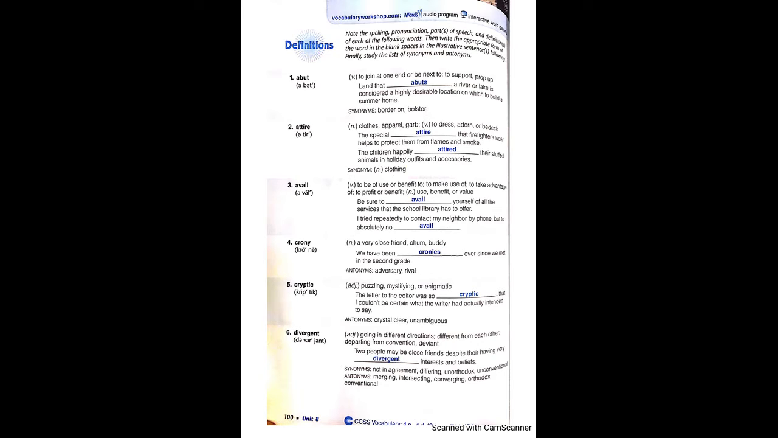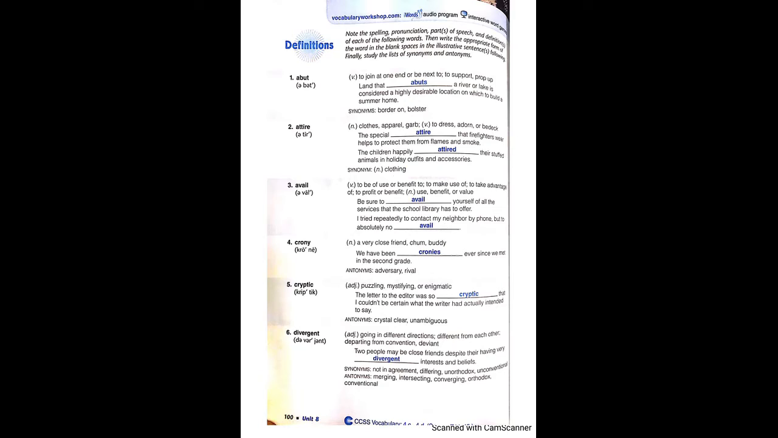In this section of the program, we're going to go over the words in Unit 8. Let's begin with word 1. It is abut. Abut is a verb, meaning to join at one end, or to support. In many neighborhoods, sleek new apartment buildings abut houses built in the 19th century. Or, the flying buttresses that abut the side walls of a Gothic cathedral support the weight of the roof.